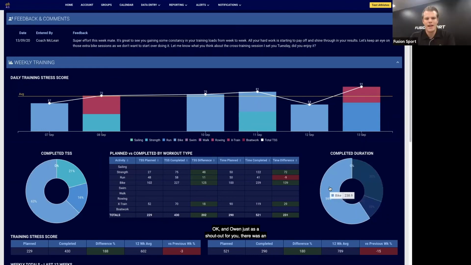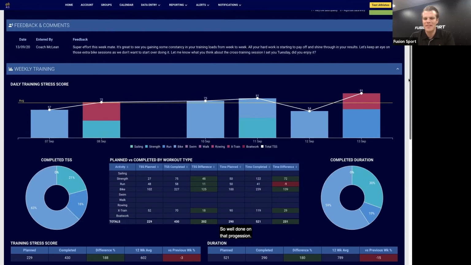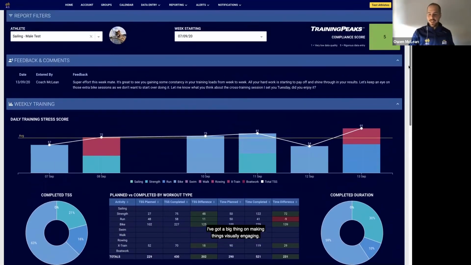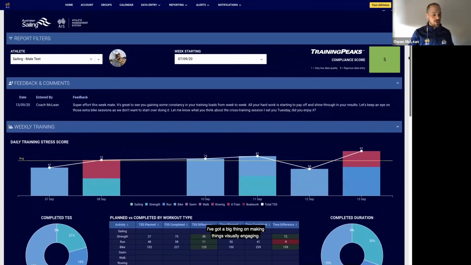Okay. And Owen, just as a shout out for you, there was an anonymous attendee that said the app looks very slick. So well done on the food creation. Yeah, I've got a big thing on making things visually engaging. I mean, people are going to use things that look really good, and then it's just a matter of making the numbers and everything around it correct as well. Well, especially when you've got someone like Jeff to work with, who you'd said before definitely knows what he wants.